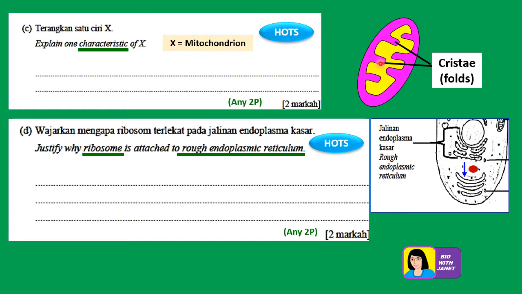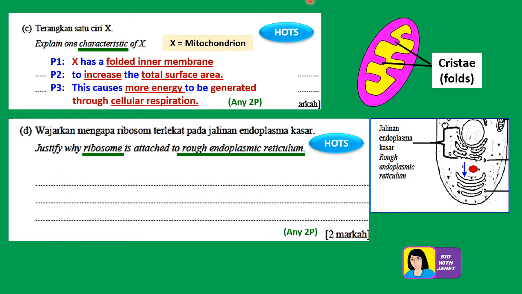Reactions that are involved in cellular respiration, okay? So the more the total surface area of the inner membrane, the more reactions that will occur on its surface, okay? So more energy or ATP is produced through cellular respiration. Okay, let's see your answer.